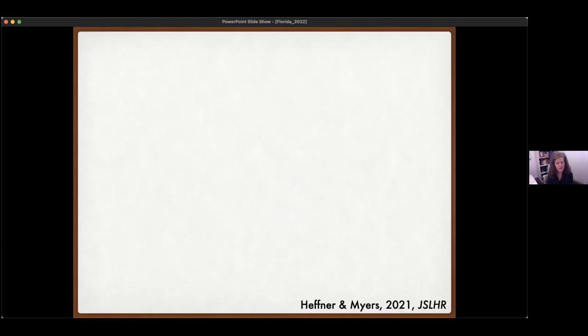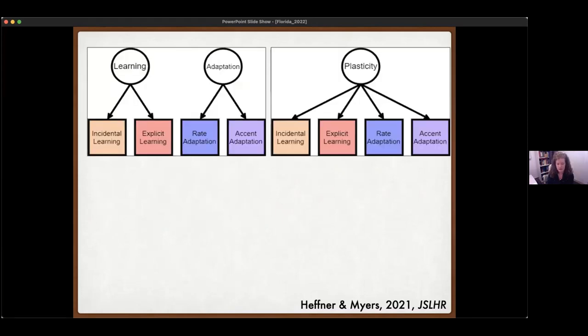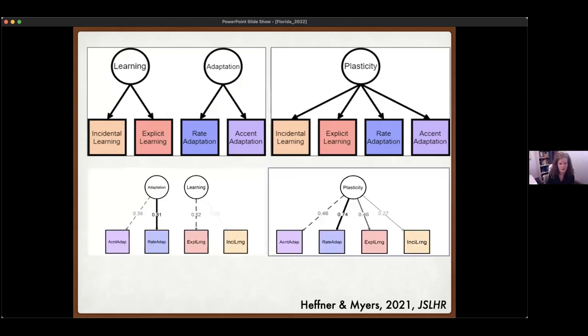Okay, so there's a lot of really rich data here, but what Chris and I were really concerned with is what kind of variance structure describes this data. Is it the case that people who are good at one kind of learning are different from the people who are good at adaptation, or is it really one kind of ability that underlies all of them? And without going into the details, the winning model ended up being one where all 4 of these tasks really loaded heavily on one factor that we're calling plasticity here.